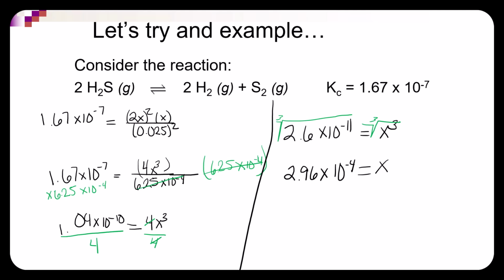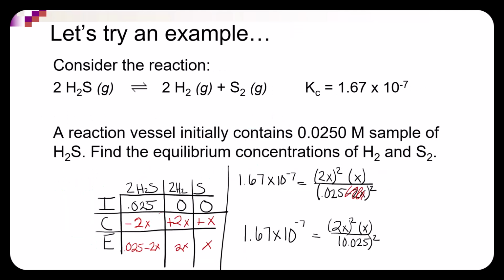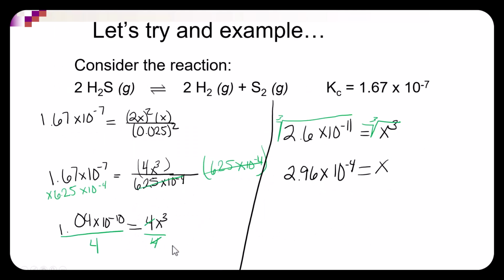Okay. So what is x? What do we do with this x value? Okay, so let's first go back to what it's asking us for. It's asking us to find the equilibrium concentrations of hydrogen and sulfur. So, at equilibrium, the concentration of sulfur is just x. At equilibrium, the concentration of hydrogen is 2x. So that's ultimately what it's asking for.